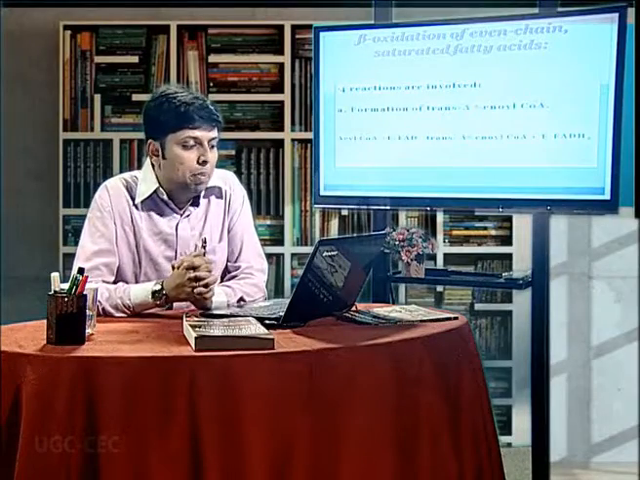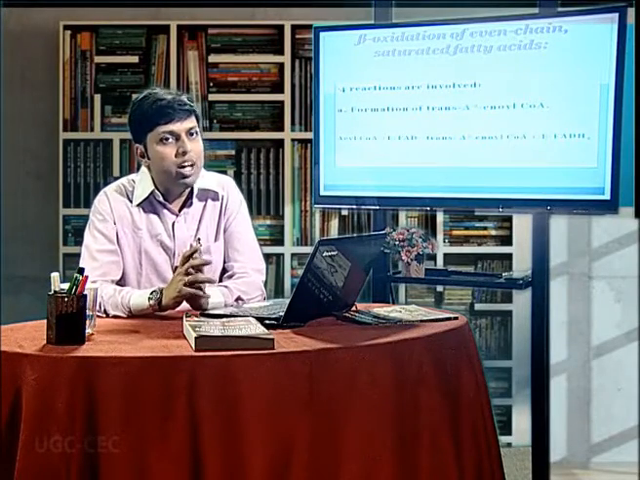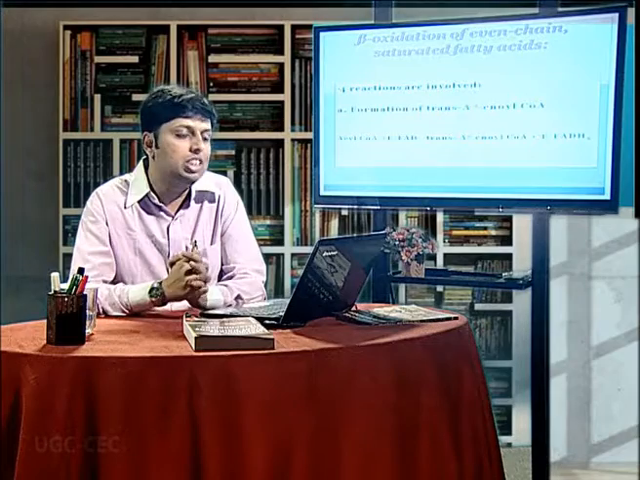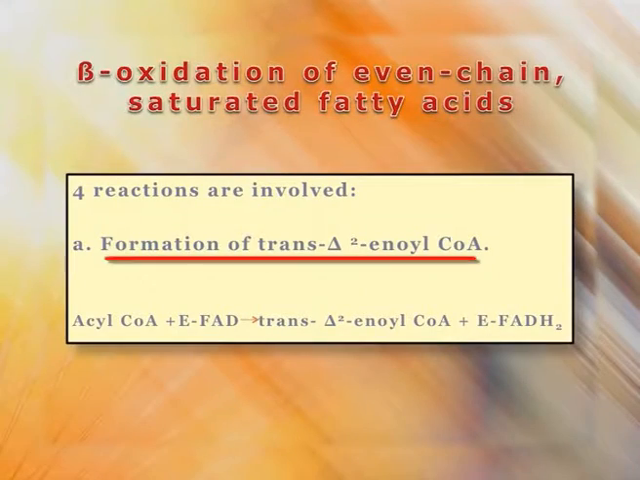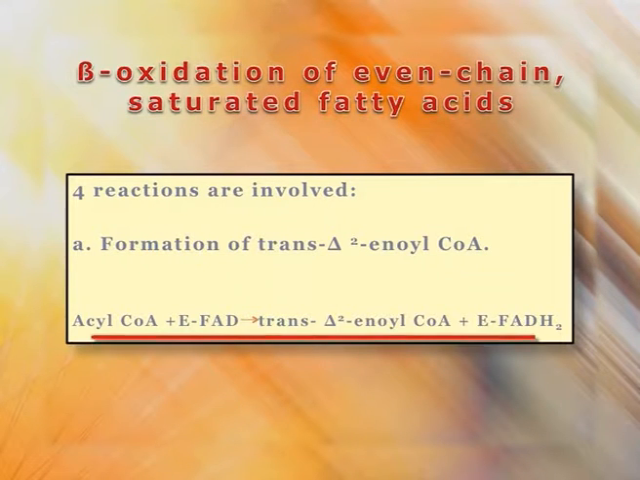So coming to the beta oxidation proper, today we will discuss about the beta oxidation of the even chain saturated fatty acids. Actually, 4 reactions are involved. The first one is the formation of trans delta 2 enoyl-CoA. The acyl-CoA reacts with the enzyme-bound FAD to produce trans delta 2 enoyl-CoA and enzyme-bound FADH2. The enzyme participating is called the acyl-CoA dehydrogenase enzyme.